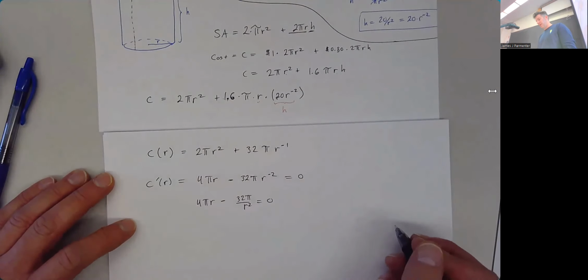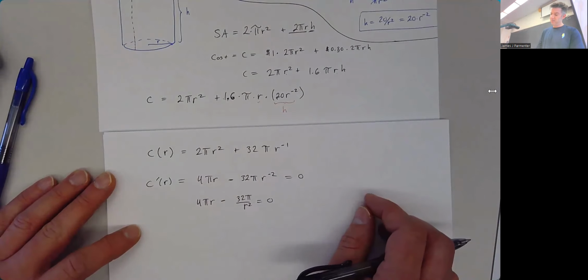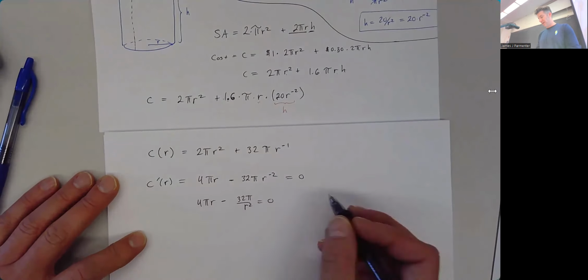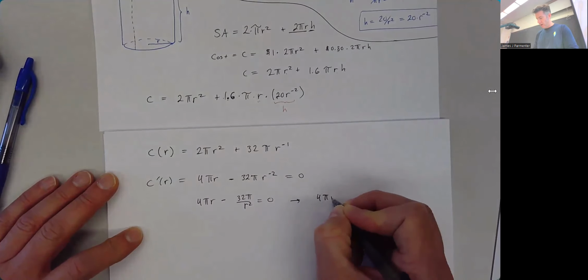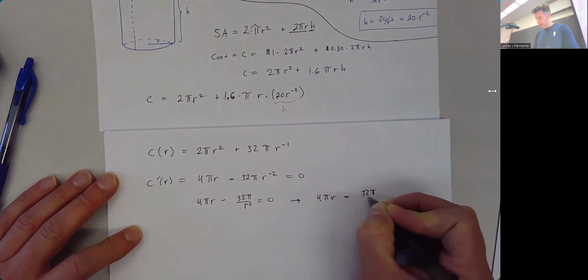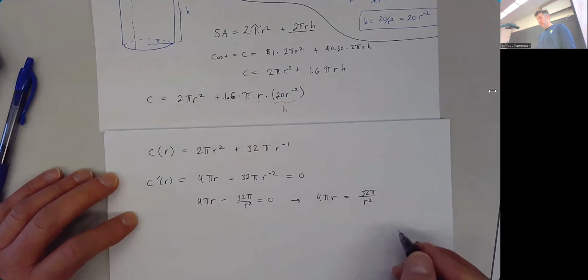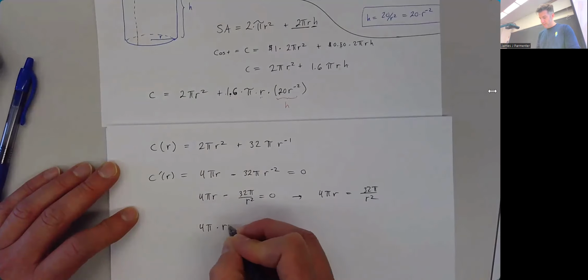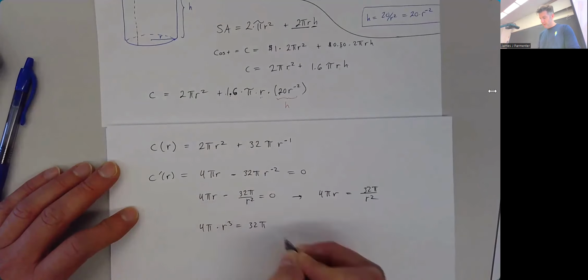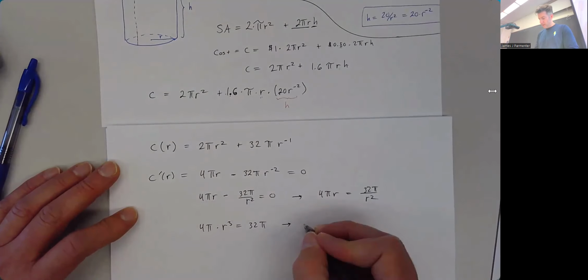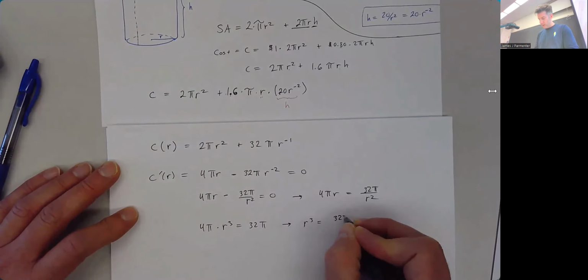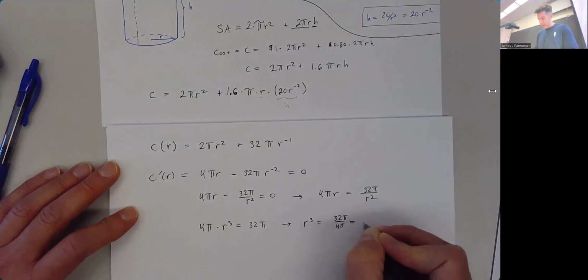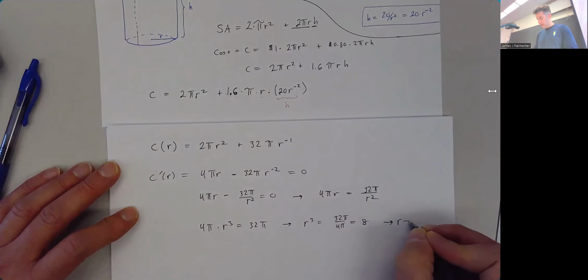And you can do this a couple different ways. You could factor out if you really wanted to. I would probably just bring one thing over to the other side and say 4 pi r equals 32 pi over r squared, and then multiply both sides by r squared, so that 4 pi times r squared equals 32 pi, and then divide both sides by 4 pi and get r cubed equal to 32 pi over 4 pi, which is just 8, and the cube root of 8 is 2. That worked out really nice. 2 inches.